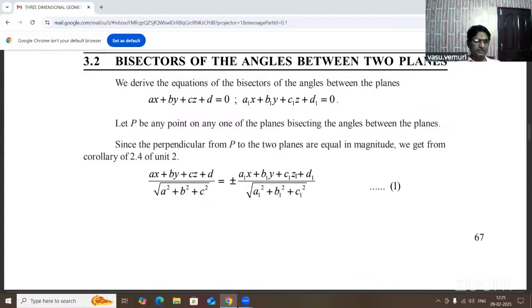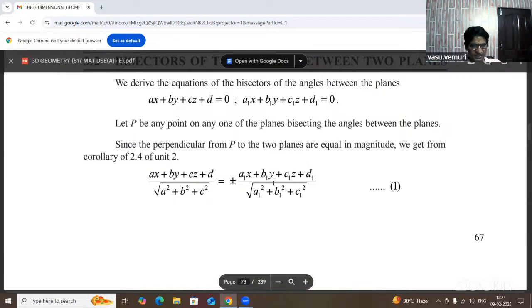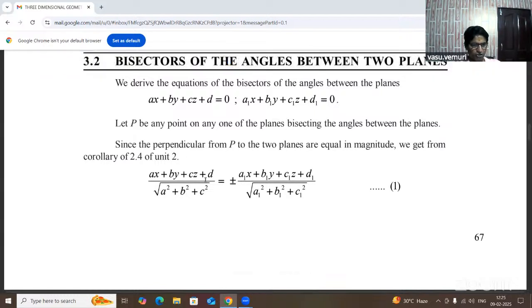we assume any point P. The perpendicular distance from the point to the plane is the modulus of ax plus by plus cz plus d divided by root of a square plus b square plus c square, and likewise mod of a1x plus b1y plus c1z plus d1 over its root. That is the perpendicular distance from any point to the plane. Ignoring the modulus, we take plus or minus outside.